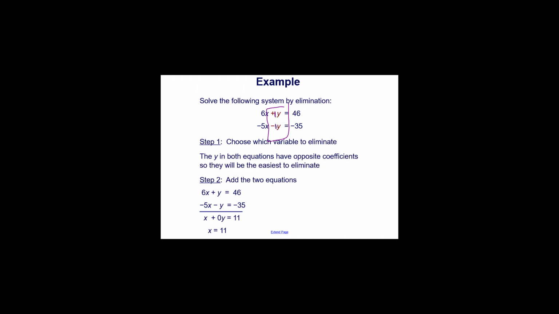So that will be the easiest variable to eliminate because if we then add the two equations, if we add 6x plus y equals 46 plus -5x minus y equals -35, you're just kind of adding column by column. We'll have 6x plus -5x is 1x. y plus -y is 0y. So you can see now there's no more y's. It's eliminated. And 46 plus -35 is 11. So since the y variable eliminated, we've just solved that x equals 11.